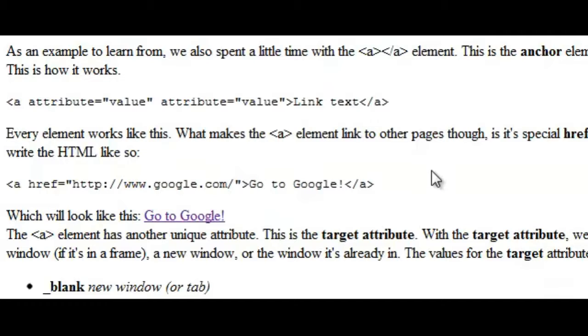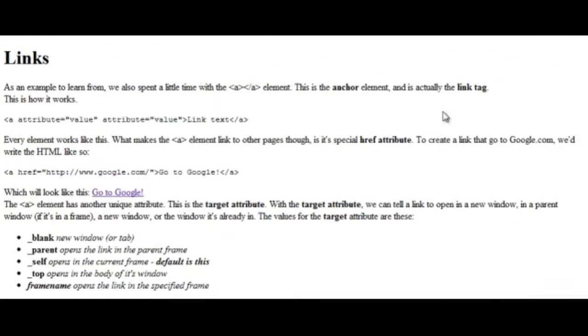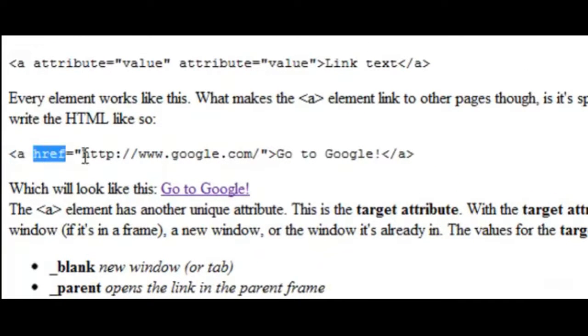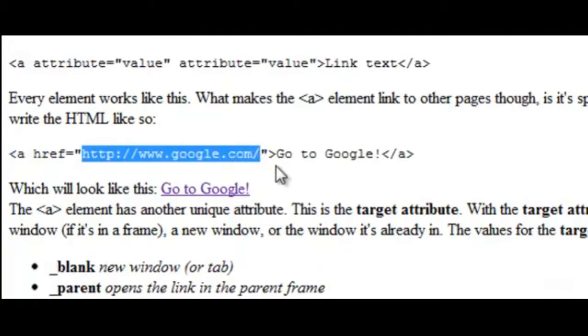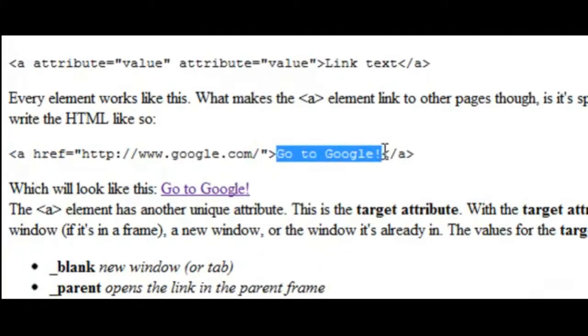Now pretty much every element works like this. What makes the A element link to other pages though is its special href attribute. To create a link to go to, for example, google.com, we'd write the HTML like so. We open it, href, and this is our value. And that would be our text that we would show as the link, and we close it. And this is what it would look like right here.